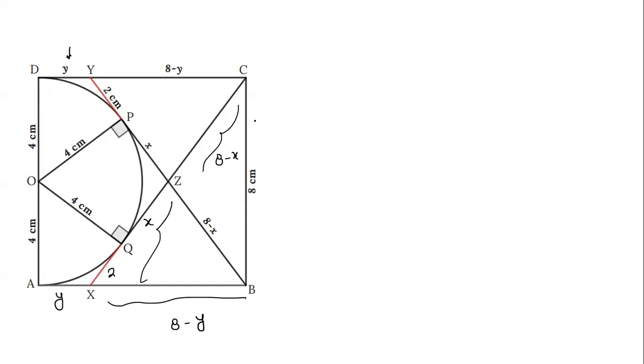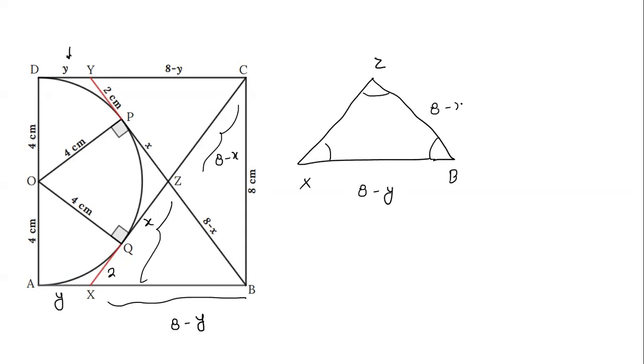So now you see if I draw both the triangles. So here it is z, here it is x, and here it is b. So this is angle z, and here it is angle x, and here it is angle b. This distance is 8 minus y, this distance is 8 minus x, and this distance is 2 plus x.